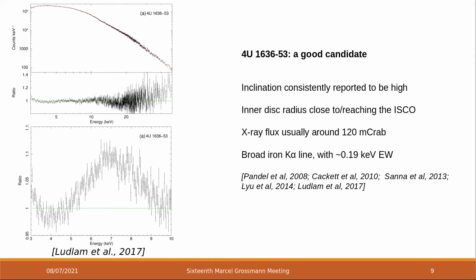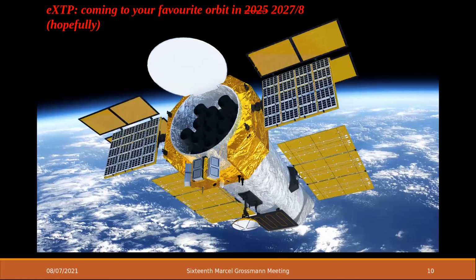We analyzed some 100 kiloseconds of observation with NuSTAR, but unfortunately the signal to noise ratio still isn't good enough to accurately constrain the radius to mass ratio through this method. Therefore, we decided to point our heads in a different direction, and we decided we would try to see what could be observable with the new generation of instrumentation. And in particular, we went looking for eXTP.